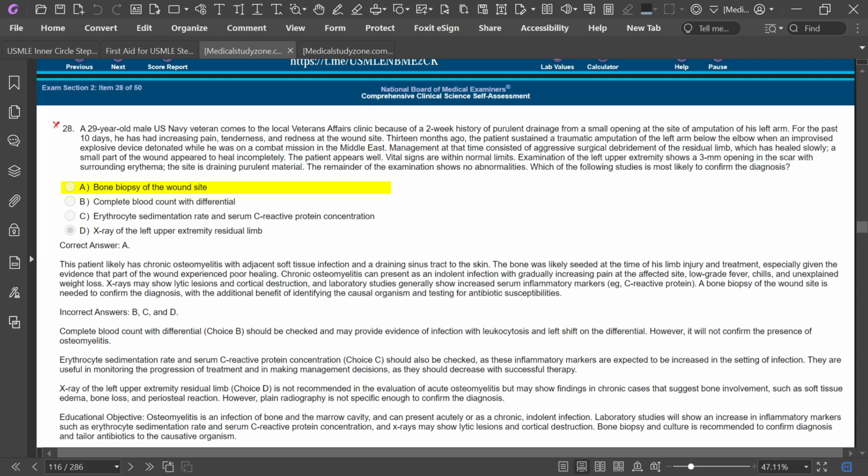X-rays show lucency and cortical destruction, and lab studies generally show increased serum inflammatory markers such as C-reactive protein. A bone biopsy of the wound site is needed to confirm the diagnosis, with the additional benefit of identifying the causative organism and testing for antibiotic susceptibilities.